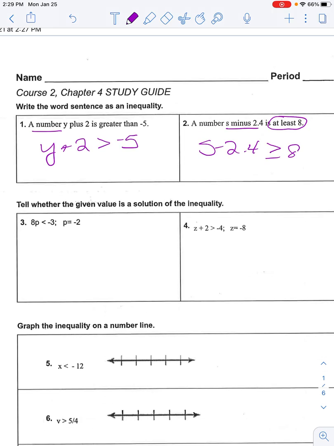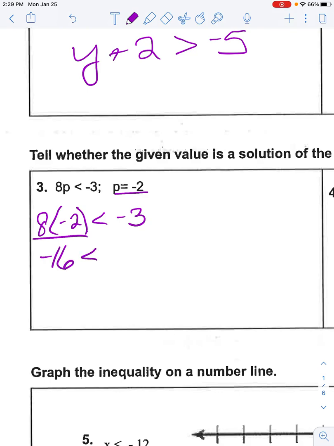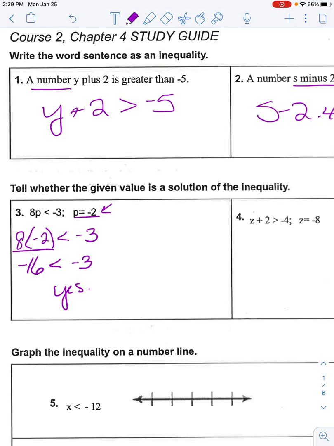3 and 4, we're going to tell whether the given value is a solution of the inequality. So I need you to substitute right off the bat, then begin to solve. So is -16 less than -3? Yes. So a solution for P is -2.